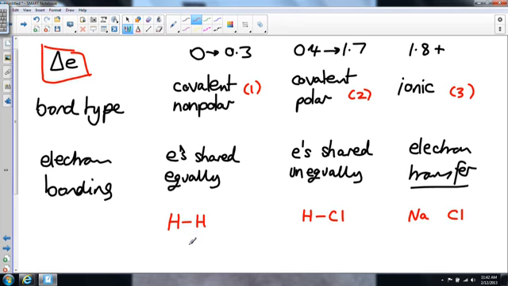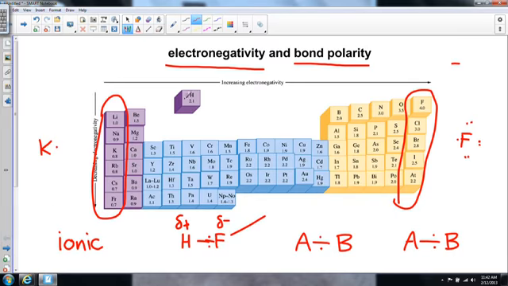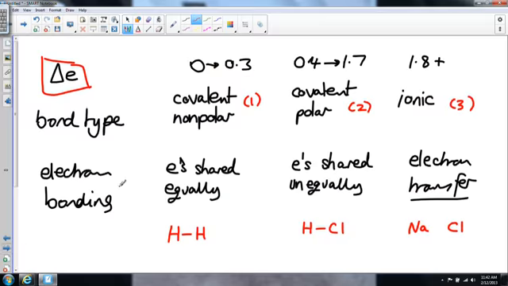To give you an example, take hydrogen, or indeed two atoms of the same element. Because these two have exactly the same electronegativity, the difference here is 2.1 minus 2.1, which of course is 0, meaning those electrons are shared literally right in the middle of that bond. There's no charge separation whatsoever.